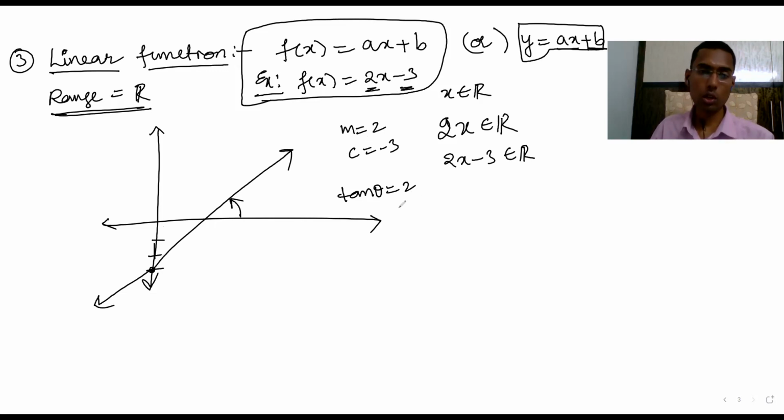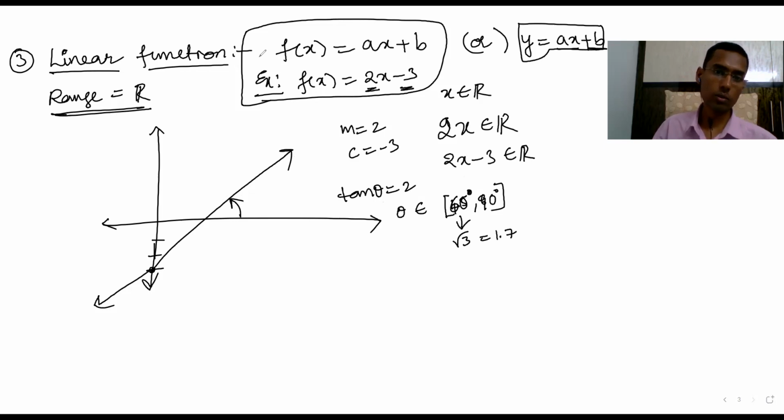Tan theta is 2, what does that mean? I can't say the exact angle, but I can say 45 degrees to 60 degrees is root 3. Theta lies between 60 and 90 degrees, because tan 60 degrees is root 3, about 1.7. So theta is more than 60 degrees, and you can draw the line approximately like this.